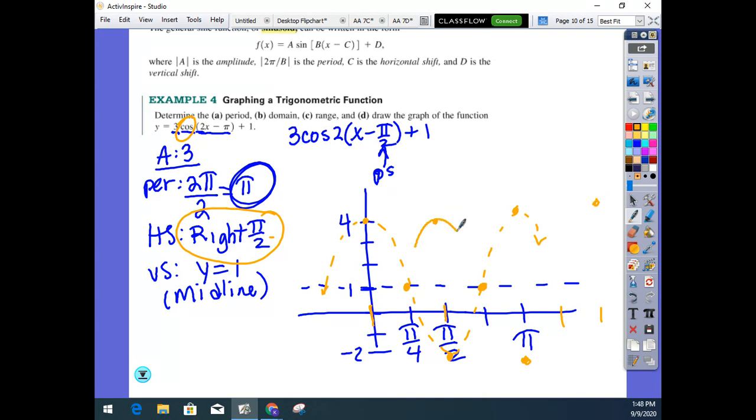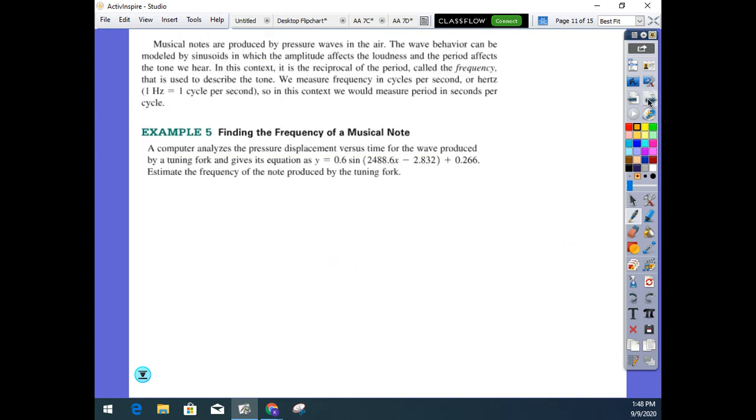So what did I miss? Oh, this one's here. And you can almost move it back like that. And that'd be good. Okay.